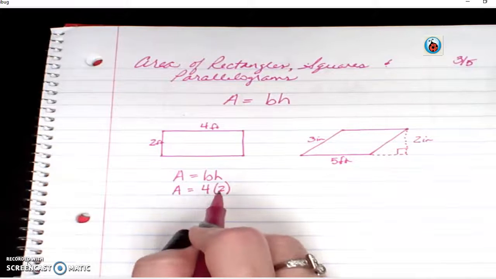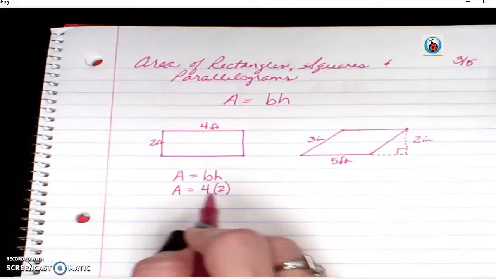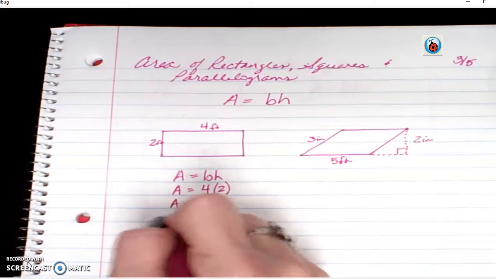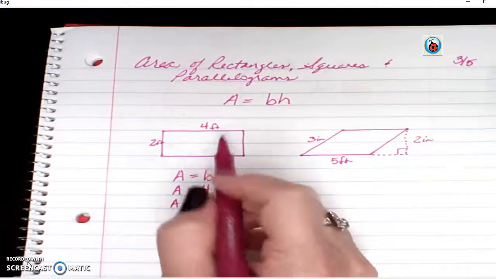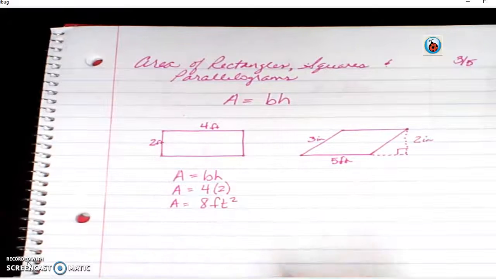I'm going to put whatever I plug in parentheses because I don't want it to look like 42, when in fact it's 4 times 2, which is 8. Because I multiplied feet times feet, my answer is going to be feet squared.